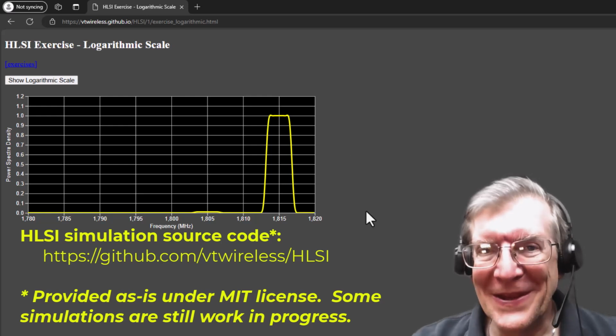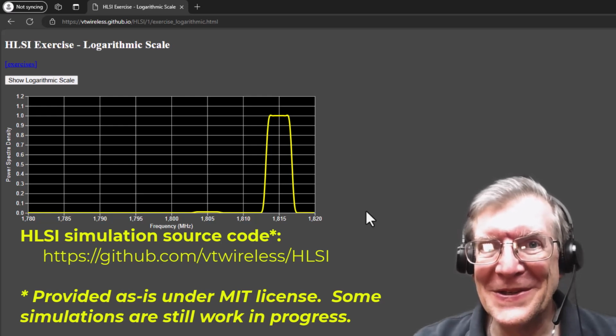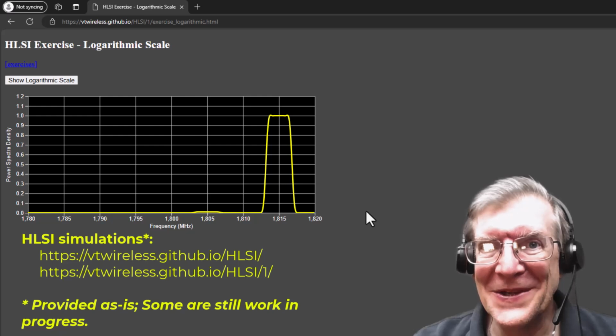through GitHub. So I'll leave it to you to try out the simulation and see the effect of changing the scales for power spectral density. I hope to see you again as we demonstrate another simulation in the series.